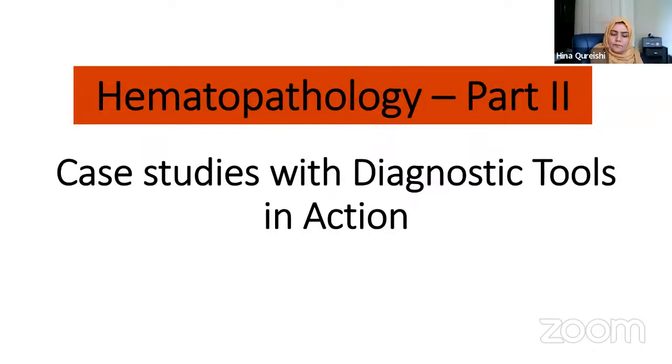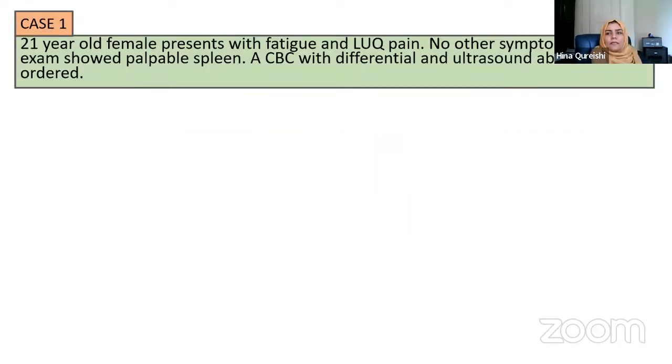Okay, I have a series of about 5 cases that will go over the different diagnostic approaches and tools that we use to make the diagnosis. Everything is going to start from the CBC. The first case is a 21-year-old female. She presents with fatigue and left upper quadrant pain. She has no other symptoms. The physical examination showed a palpable spleen. A CBC with differential and an abdominal ultrasound were ordered.